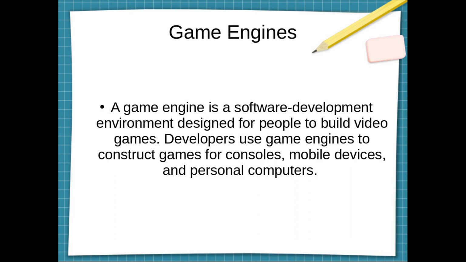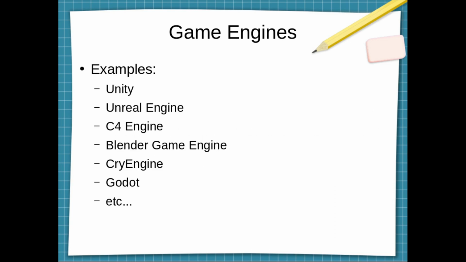So the purpose of a game engine is to make games. It's an environment that has all of the tools you need in one place to actually make games. Examples of game engines are Unity, Unreal Engine, C4 Engine, Blender, CryEngine, Godot, and we have lots of game engines.